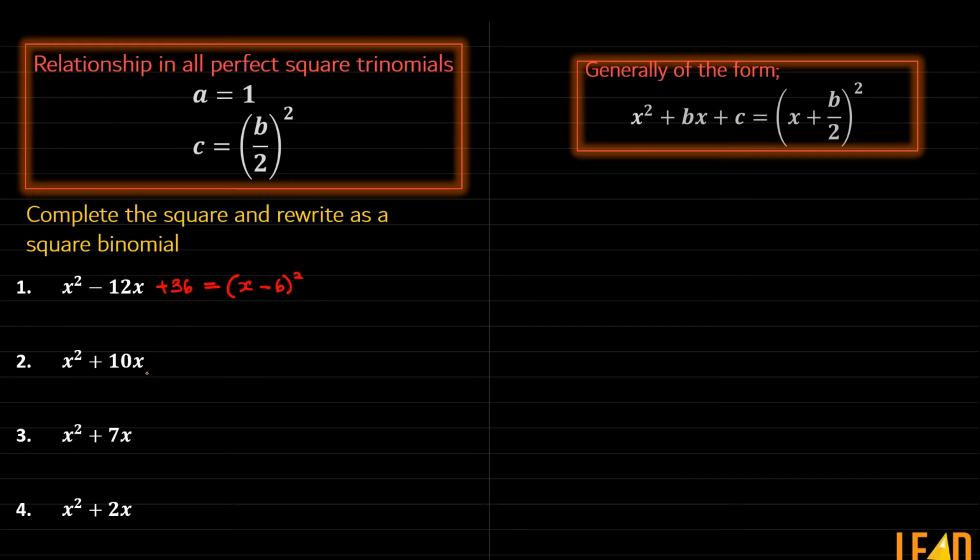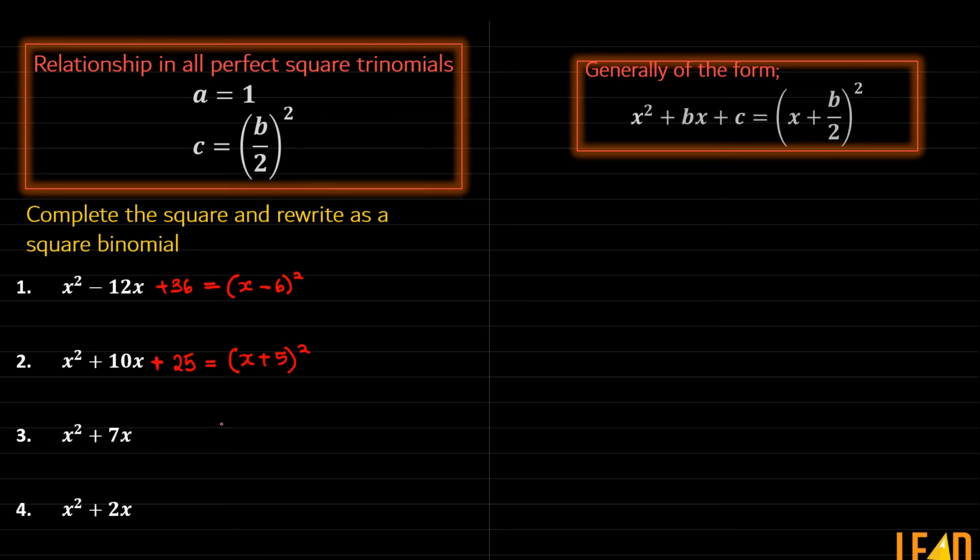For this one, it's going to be plus b over 2 squared. So my c has to be 25. And then if I want to write it as a perfect square, it's going to be x plus 5 all squared. Right? x plus 5 all squared.